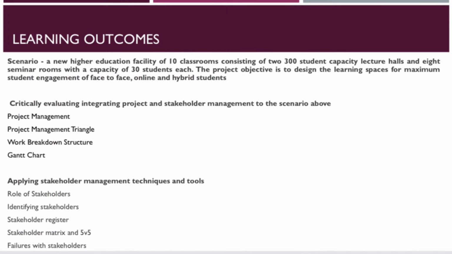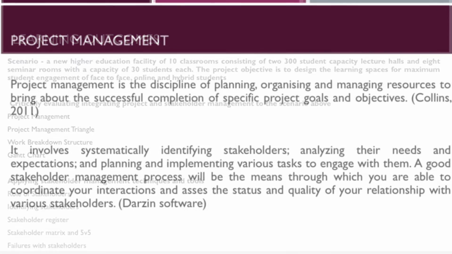The main aim of this video is to critically evaluate and integrate project and stakeholder management, and also apply stakeholder management techniques and tools to the scenario of a higher education facility being built with 10 classrooms, consisting of 2 lecture halls with a 300 student capacity and 8 seminar rooms with a capacity of 30 students each. The purpose of this higher education facility is to maximize student engagement for face-to-face, online and hybrid students.